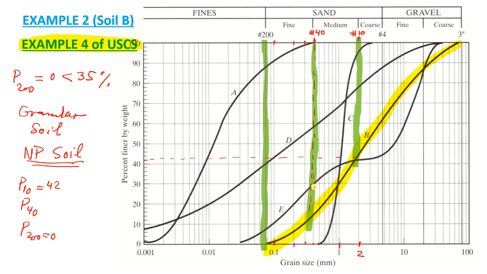Okay, the line is not straight. So this is somewhere here. So from there I can go like this. So it's something in between 10 and 20. So maybe I can take it 15%. So when you are going to do this, use the scale so that you get accurate values. Okay, now we have got P10, P40, P200, and we know it's non-plastic soil.